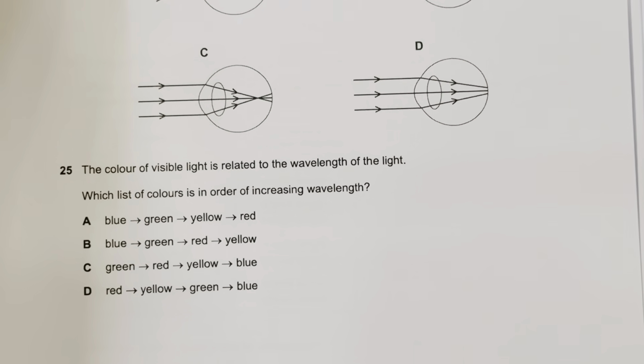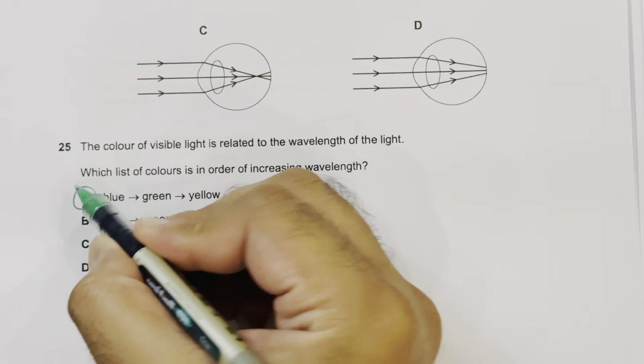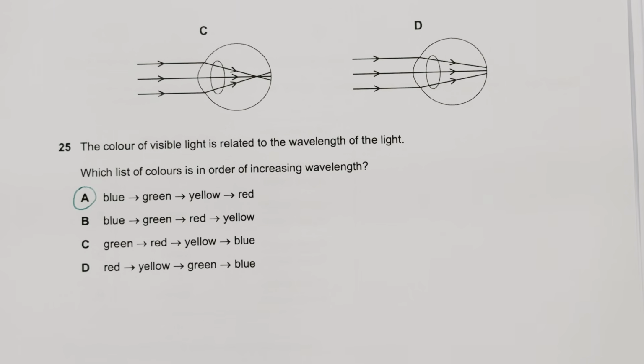The color of visible light is related to the wavelength of the light. This is the examiner's favorite topic, where examiners ask about the electromagnetic spectrum. Which list of colors is in order of increasing wavelength? We know that it starts from violet, blue, green, yellow, red. So red would be at the last. Option A is the correct option for this question.